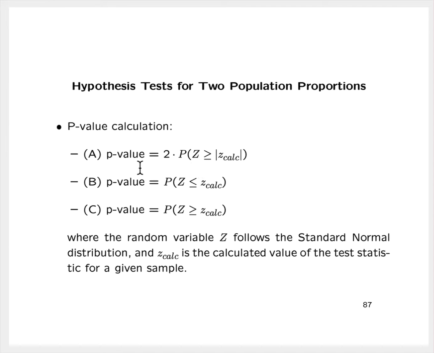So we see here then that the p-value for the two-tailed test is 2 times the probability that the standard normal random variable is greater than or equal to the absolute value of the test statistic. The p-value for the left-tailed test is equal to the probability that the standard normal random variable z is less than or equal to the observed value of the test statistic. And for the right-tailed test, the p-value is equal to the probability that the standard normal random variable is greater than or equal to the observed value of the test statistic.